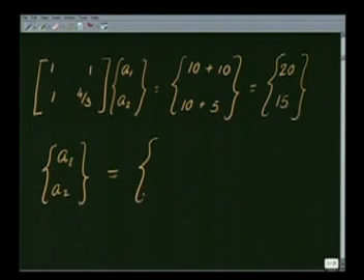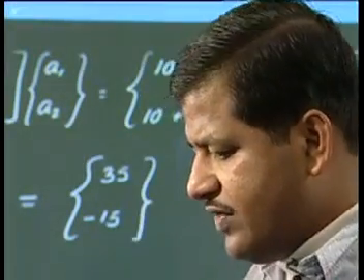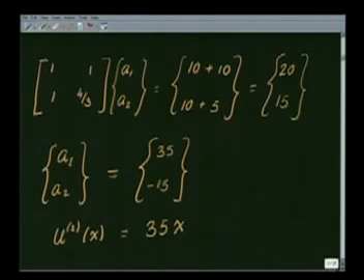Okay, so out of this, the coefficients a1 and a2, when you solve this problem, will come out to be equal to 35 and minus 15. That is, u2 of x is equal to 35x minus 15 x squared.